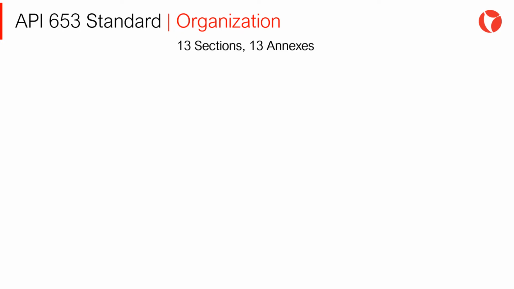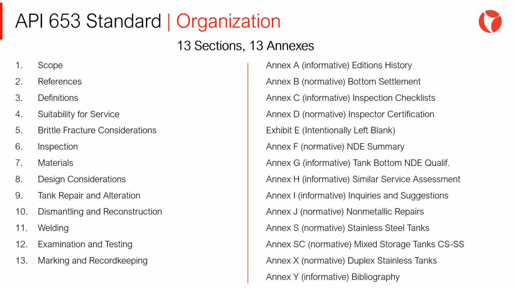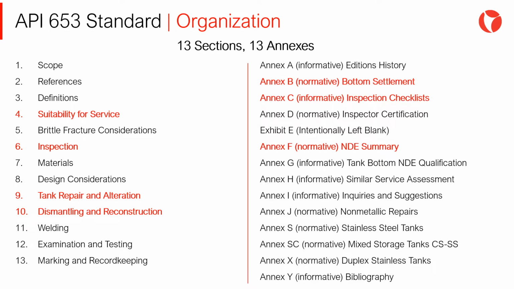The standard is organized in 13 sections and 13 annexes, as we can see on the screen. The most important sections are Section 4, Suitability for Service, Section 6, Inspection, Section 9, Tank Repair and Alteration, and Section 10, Dismantling and Reconstruction. And within the annexes, the most important ones are Annex B, Bottom Settlement, Annex C, Inspection Checklists, and Annex F, NDE Summary.